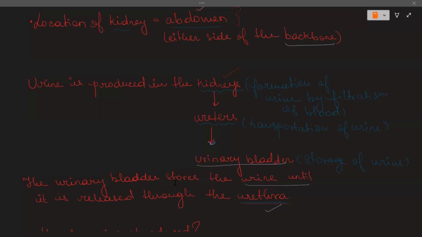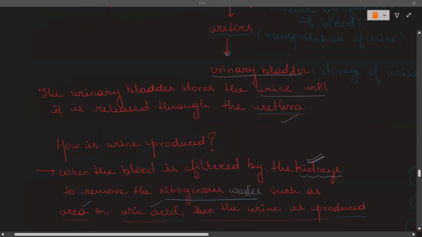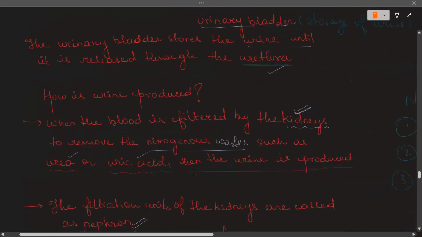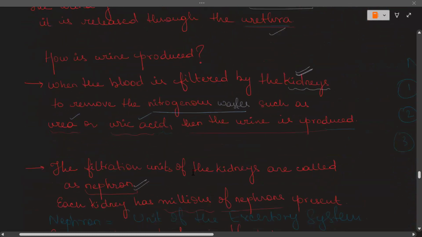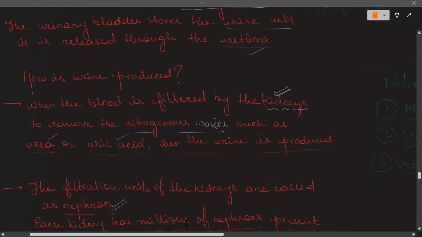10 students? Okay, you can first write this thing, the different types of nitrogenous waste. First write this down.